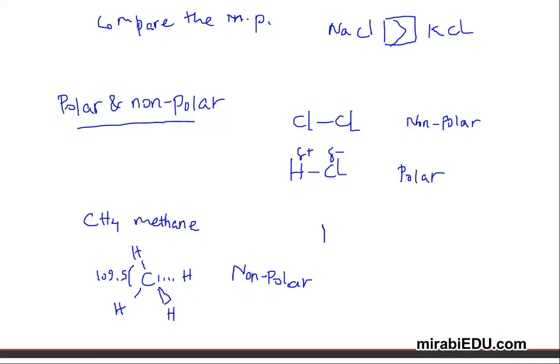So another example is CH3Cl. Okay, this single atom connected to carbon makes a difference. Because we have a different atom connected to the central atom, we have a polar molecule, and here we have polarity.